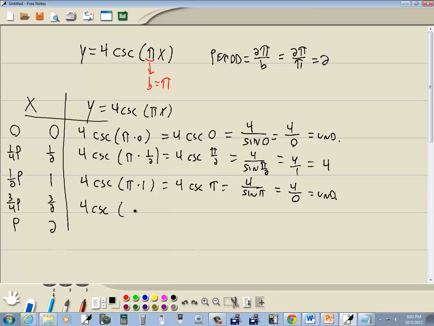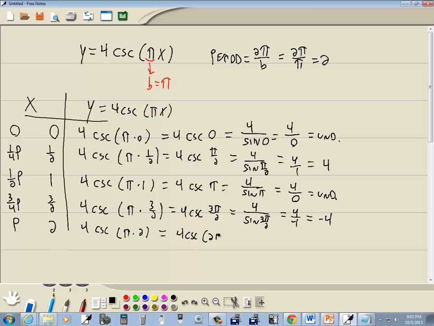And then we've got 4 cosecant pi times 3/2, which gives us 4 cosecant 3 pi over 2, which gives us 4 over sine 3 pi over 2, which is equal to -1. So that'd give us -4. And we have 4 cosecant pi times 2, which is 4 cosecant 2 pi, which if I put that as 4 over sine 2 pi, I'm going to get 4 over 0, which is back to undefined. So that's our T-chart.